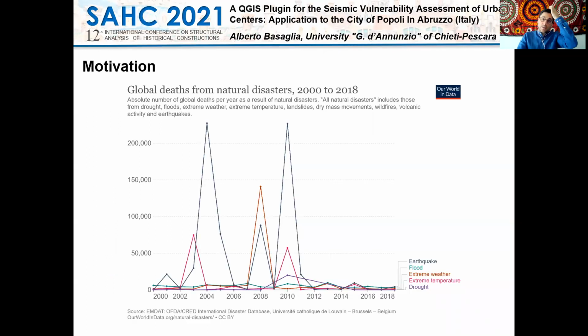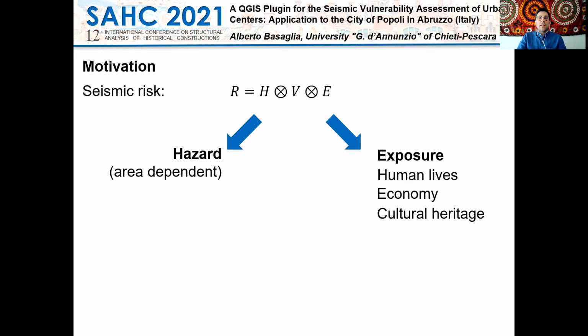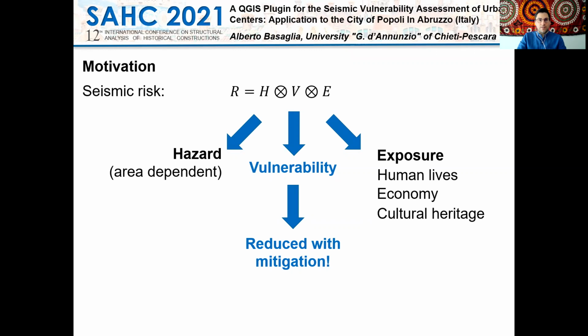The motivation of our work stems from the high toll that major earthquakes in particular have caused in the last 2 decades globally, making them one of the most concerning disasters. To understand earthquakes and their effects, it is important to have adequate knowledge of the seismic risk and its 3 components, which are the hazard, the probability of occurrence and intensity of an earthquake, so it's area dependent, and the exposure, which contains all elements at risk, so human lives, economic activities, and cultural heritage. And finally, the vulnerability, which is the predisposition of an element, so a building or an infrastructure, to undergo damage. Vulnerability, of course, may be reduced with mitigation strategies.